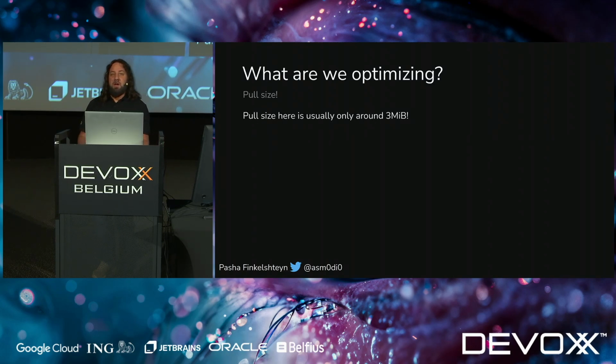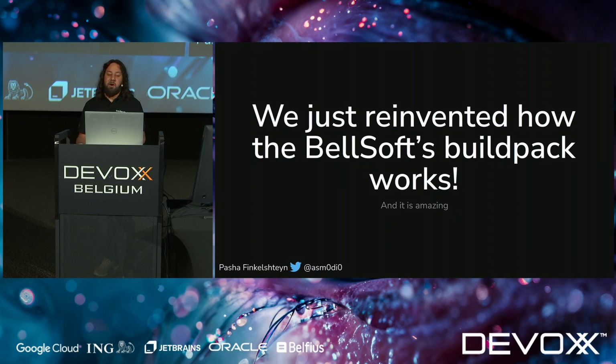How is it better? But here we should remember, what are we actually optimizing? We are optimizing not the size of the image because it doesn't make any sense. We optimize the size of the delta between two versions of our code. And our actual pull and push size on each build will usually be around 3 megabytes until we change any dependencies, of course. If we change dependencies, then it will jump to 61 megabytes. That's how it works. And at this point, we just reinvented how the Bellsoft buildpack works. And it's amazing.